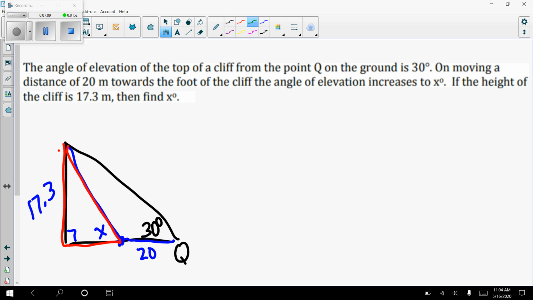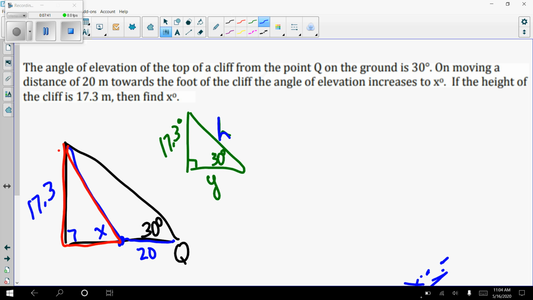So what I'm thinking is, what about if we take this big triangle? Okay, we know this is 30 degrees. We know this is 17.3. And what about if we want to find this side? So now we have 2 knowns. We have the angle, we have the side. Let's just find that side first and then we'll go over it. So for this, here's the right angle. So this would be the hypotenuse.